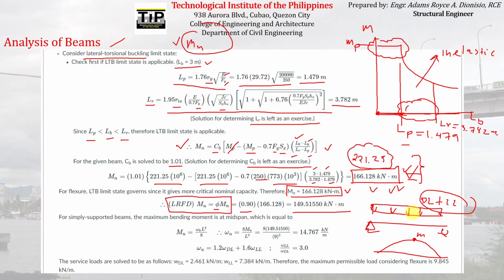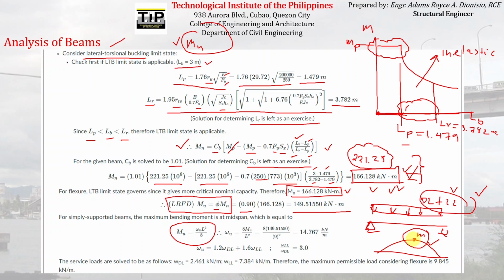Okay, so that is how we can compute for the magnitude of the sum of dead load and live load here. We have to compute for a magnitude of dead load and live load that will induce a maximum bending moment here at the midspan, which is usually equal to WL squared over 8 for the case of simply supported beam. We have to make sure that that bending moment that will be induced by these dead loads and live loads will not be exceeding 149.52.